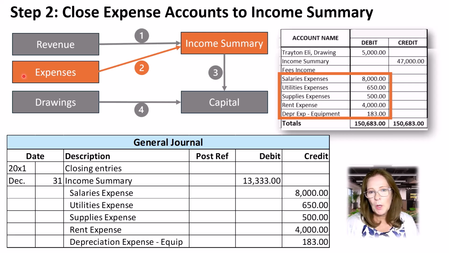Step 2 of the closing process consists of closing all expense accounts and those accounts with a debit balance to income summary. Expense accounts have normal debit balances. That means we have to credit these accounts to set them to 0. And we do that by debiting income summary for the total of all expenses of $13,333 and crediting each expense account individually. Salaries expense $8,000, utilities expense $650, supplies expenses $500, rent expense $4,000, and depreciation expense equipment $183.